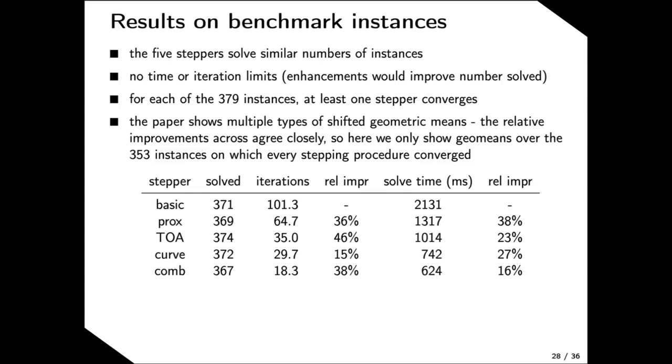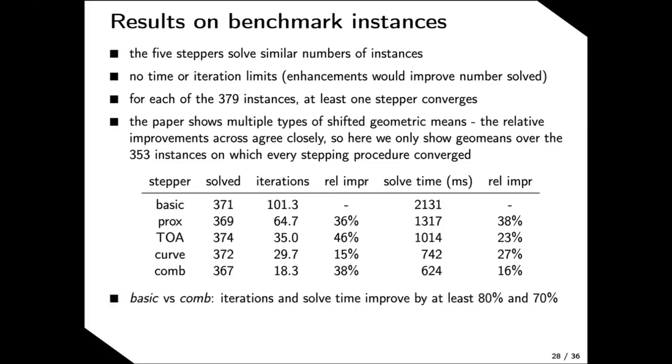So we can see, for the 5 different steppers, how many each of them solved. We can see that the number of iterations and the solve time, those shifted geometric means improve by a reasonable amount for each one of the 4 enhancements. And overall, comparing basic with combined, which gives us a sense for how well all 4 enhancements do together, the iterations and solve time improved by at least 80% and 70% respectively.